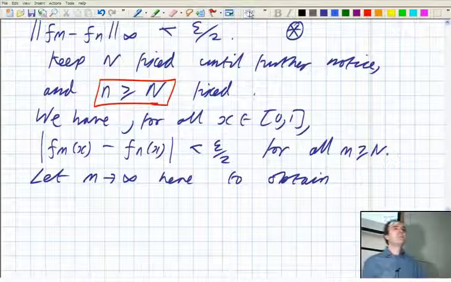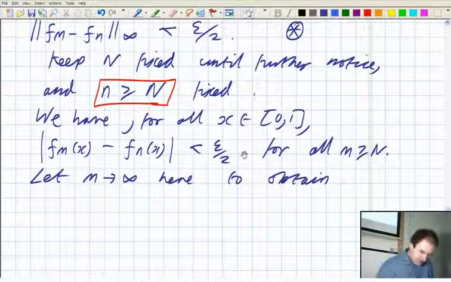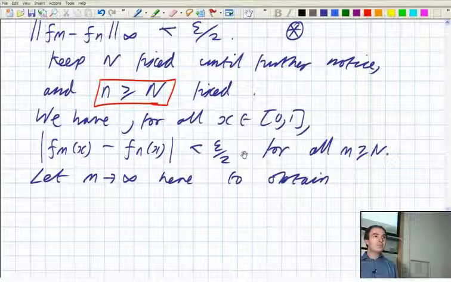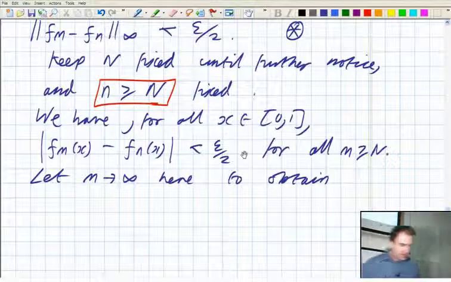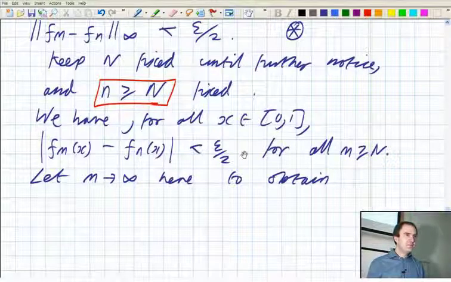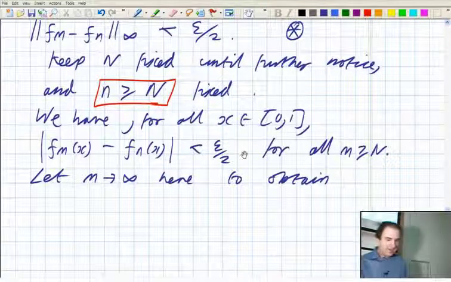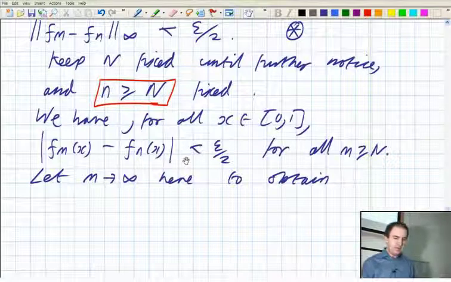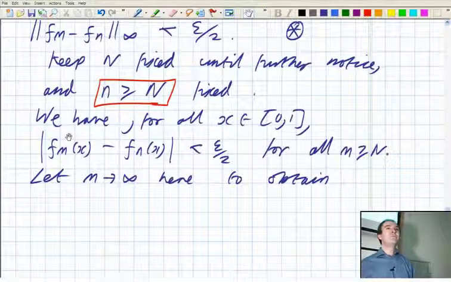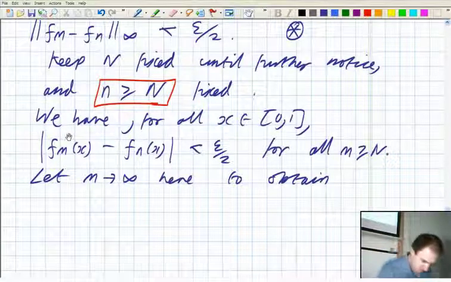And what do I get? Well, m goes past capital N at some point, since capital N is constant. So we'll let m tend to infinity, and it goes past capital N, and so for all the later m's, this value is less than epsilon over 2. What happens to fm of x as m tends to infinity? It tends to f of x.